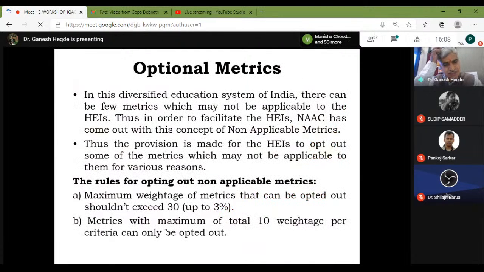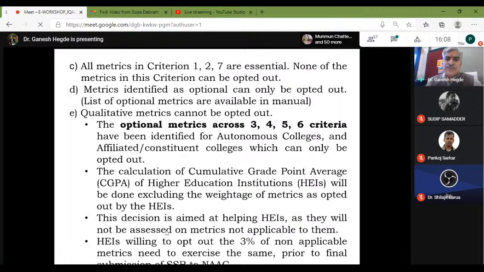What is the optional matrix? Optional matrix is the one for the affiliated and the constituent colleges. Maximum 30 weightage you can opt out. So criteria 2, 7 and 1 you cannot opt out. So only criteria 3, 4, 5, 6 you can opt out.